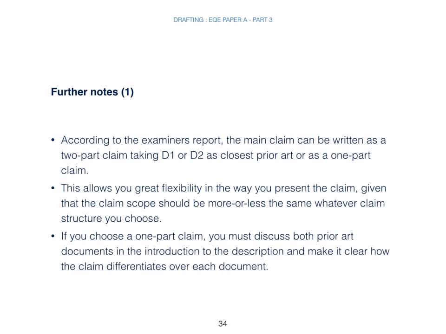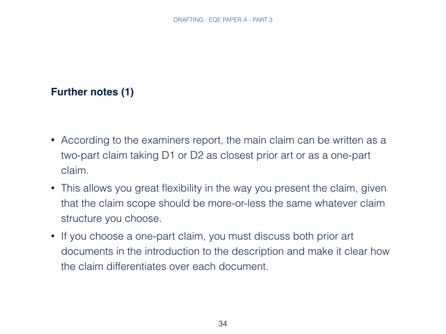Further notes from the examiner's report. According to the examiner's report, the main claim can be written as a two-part claim taking D1 or D2 as closest prior art, or as a one-part claim. So this leaves you with the greatest flexibility to present the claim structure depending upon how you perceive the invention and the prior art.